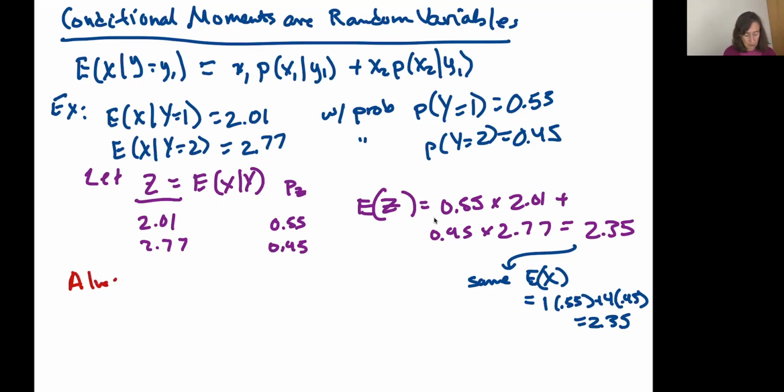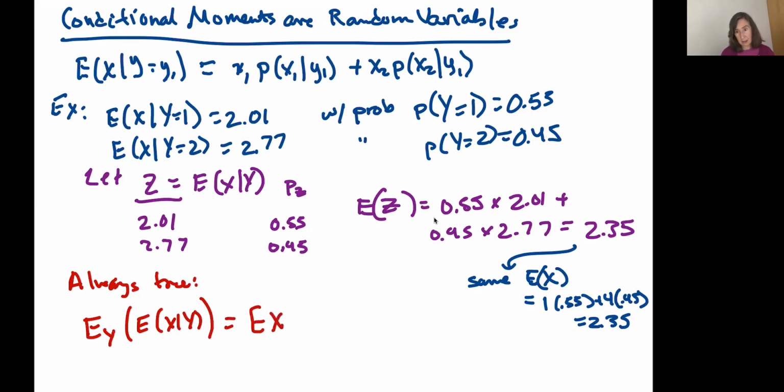It's always true that the expectation over y, I'll explain that in a minute, of the expectation of x conditional on y just equals the unconditional expected value of x. And that is indeed called the law of iterated expectations.